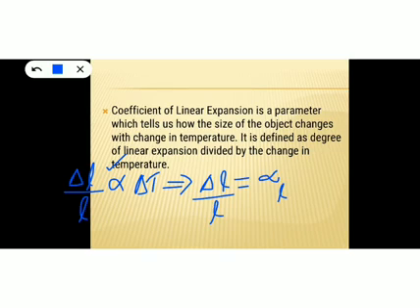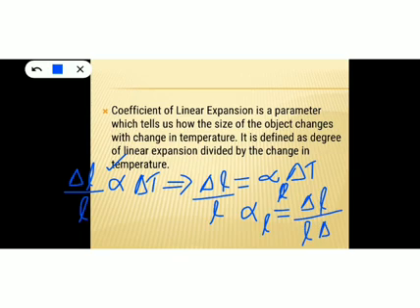Alpha L is a constant, known as the coefficient of linear expansion, multiplied by delta T. Now, this L represents linear expansion. Alpha L is the coefficient of linear expansion, also known as linear expansivity. Now, from this equation, what is alpha L? Therefore, alpha L is equal to delta L by L into delta T, isn't it? So, this is the coefficient of linear expansion.